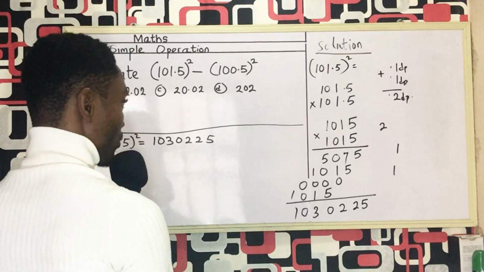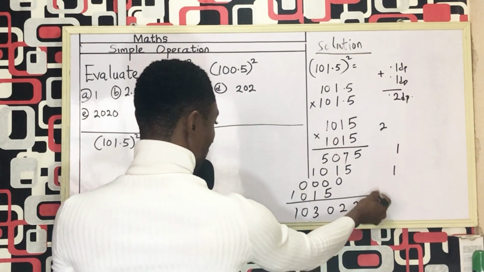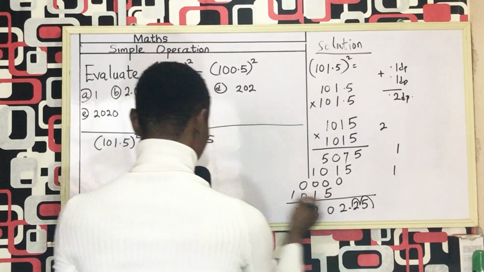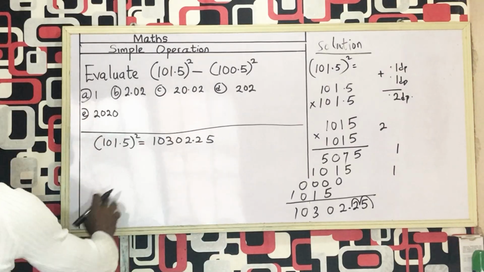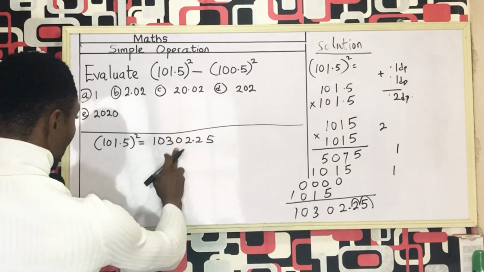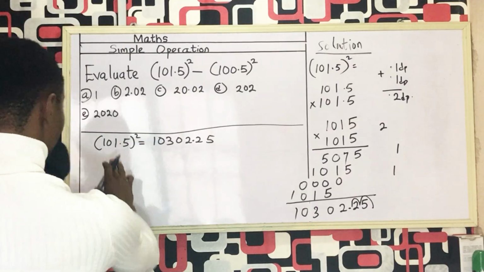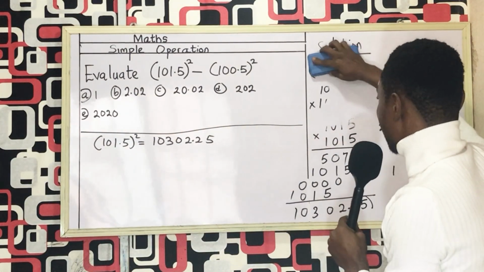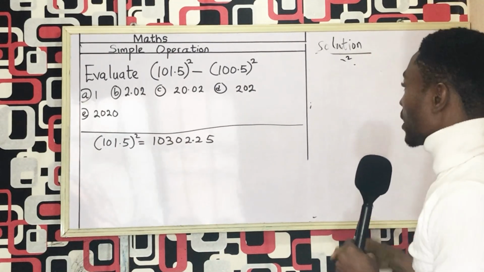So remember we have two decimal places. So we're going to start from the back here and count backwards. So 1 and 2. So we're going to put the point after these two. So we have this value as 10,302.25. We've just evaluated this particular identity. For the next identity, let's evaluate it.